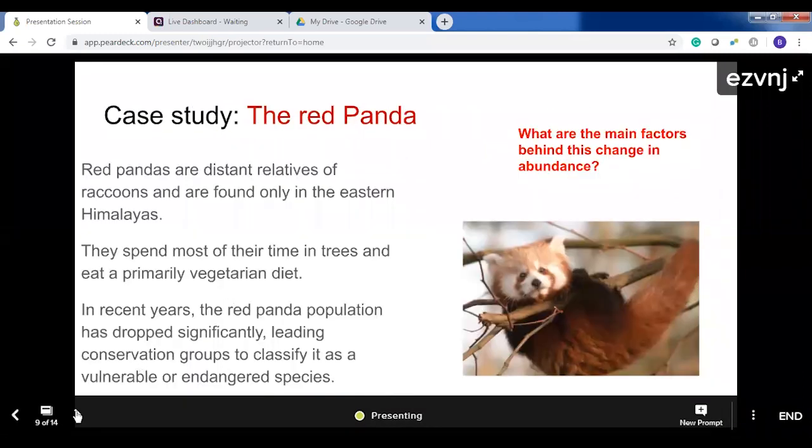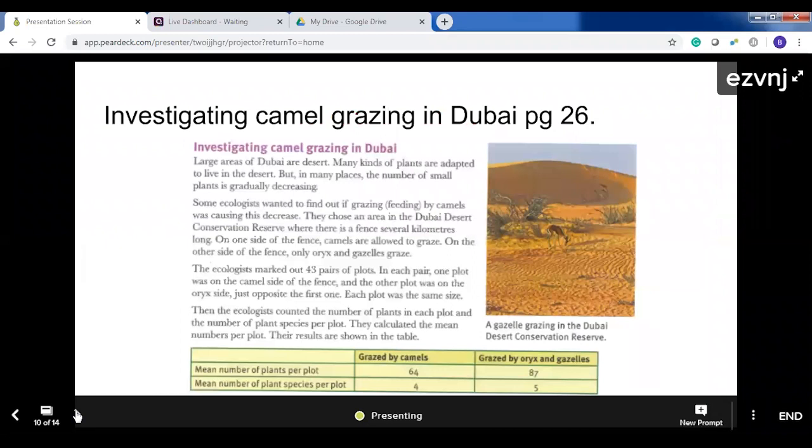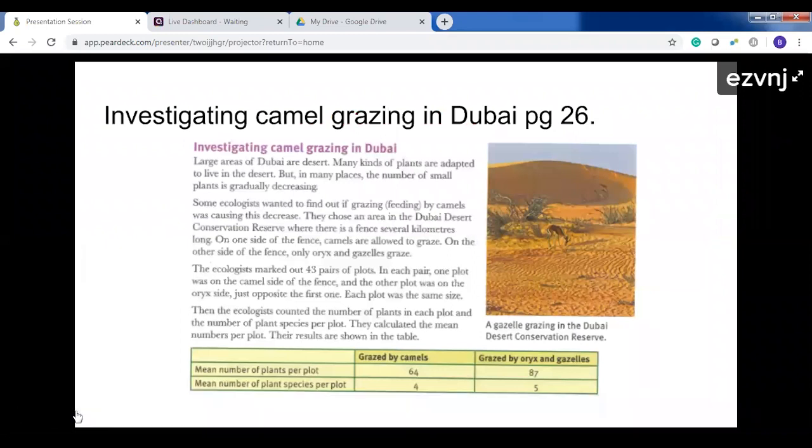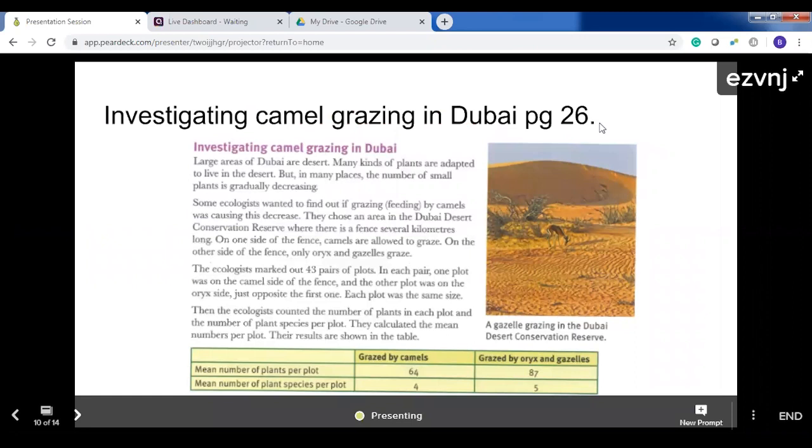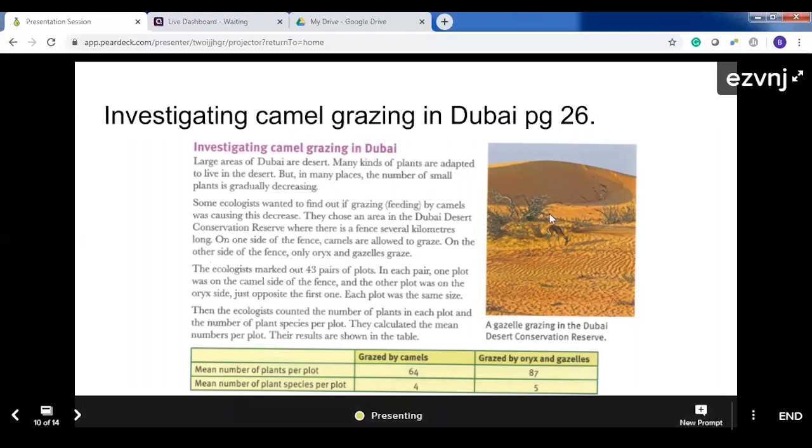Mm-hmm. Now, in your course book, you have this part, investigating camel grazing in Dubai. It is on page 26. So we are going to read it for 1 minute. I have put it even over here if you don't have your course book. It is very simple. Now, the ecologists want to find out why the plants were decreasing in this habitat. Was it the camels, the gazelle, or the oryx there? Try to read it, and we are going to do an activity after that.